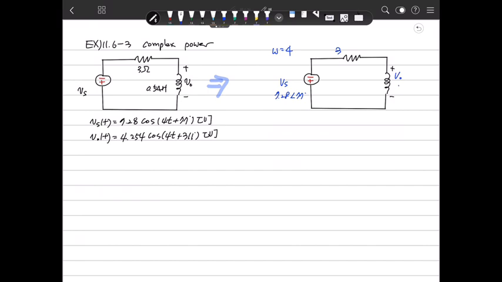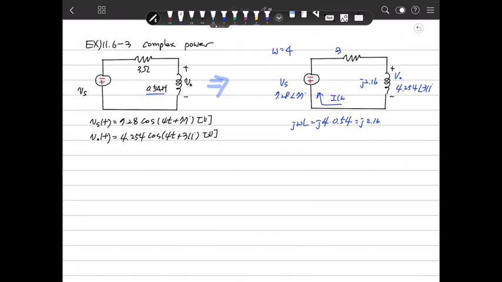VO will be 4.254 at 311 degrees, and jωL, where ω is 4 and L is 0.054, so there will be j2.12. This is not an important problem here. Anyway, we define the current here in this way.